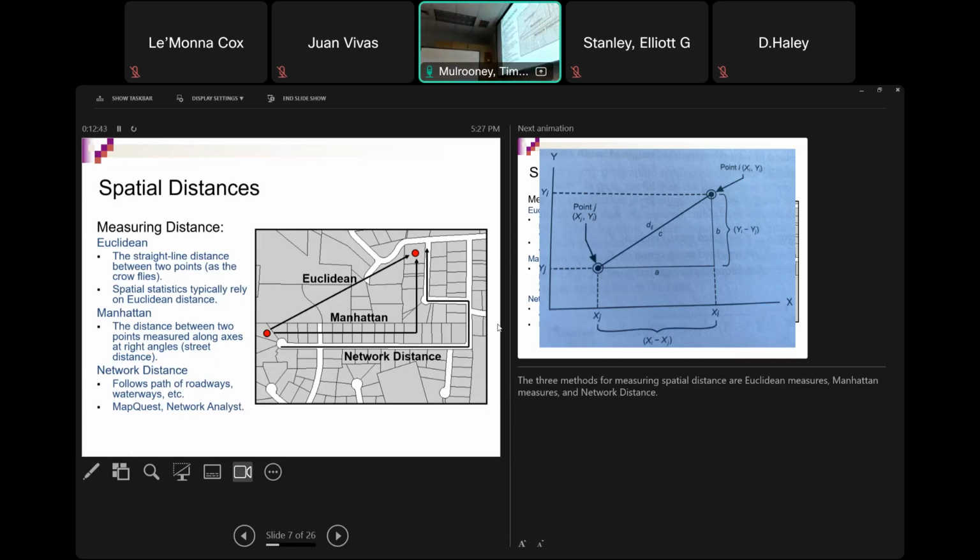We have Manhattan distance, which is measured along right angles. As you can imagine, like the city of Manhattan or New York. In Manhattan, you can just go left, right, unless you go down Broadway or something like that. And then we have network distance, which follows pathways, waterways, and you typically see these in MapQuest, Google Maps, and all these other things.